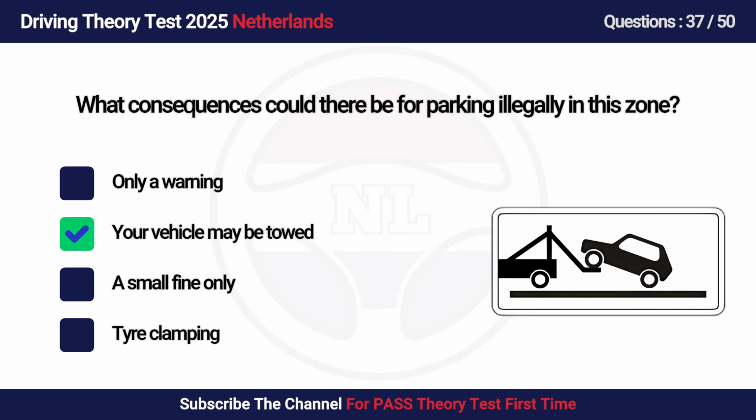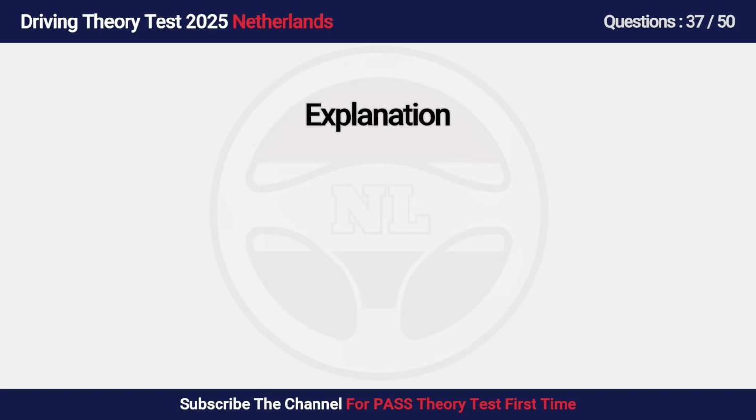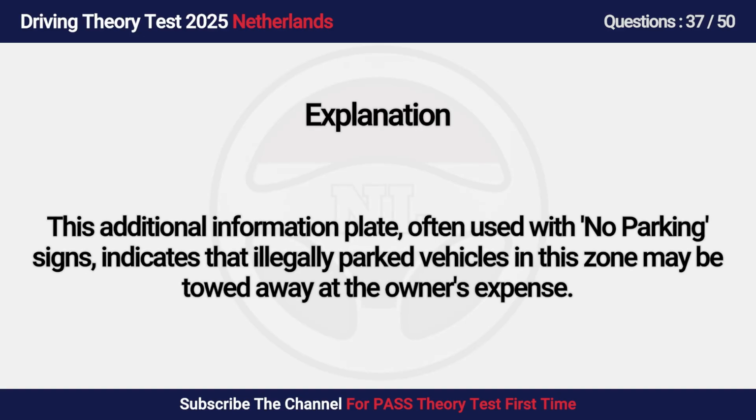Answer is B. Your vehicle may be towed. This additional information plate, often used with no parking signs, indicates that illegally parked vehicles in this zone may be towed away at the owner's expense.